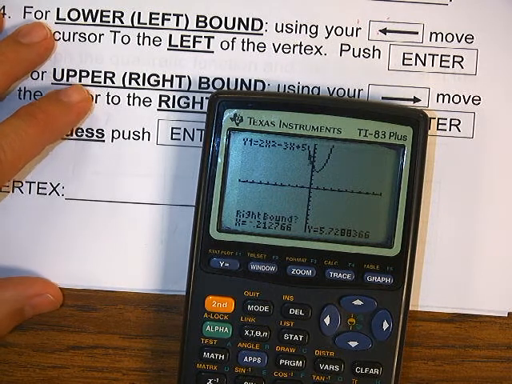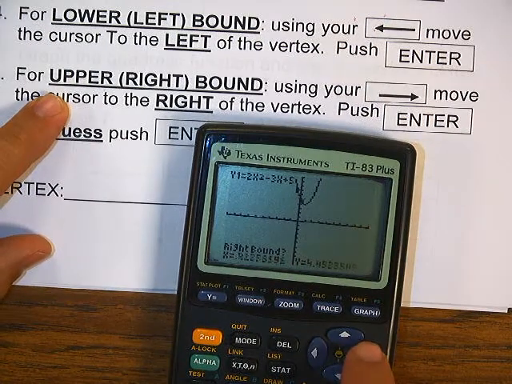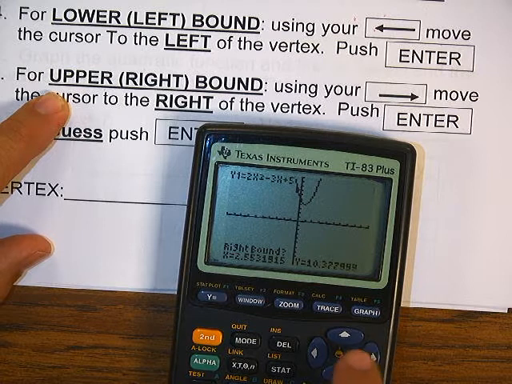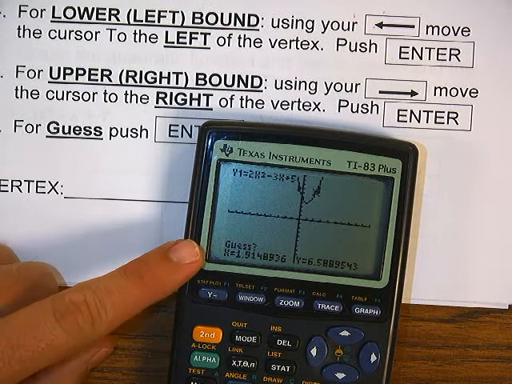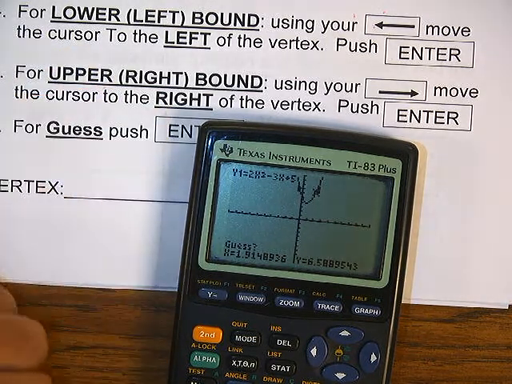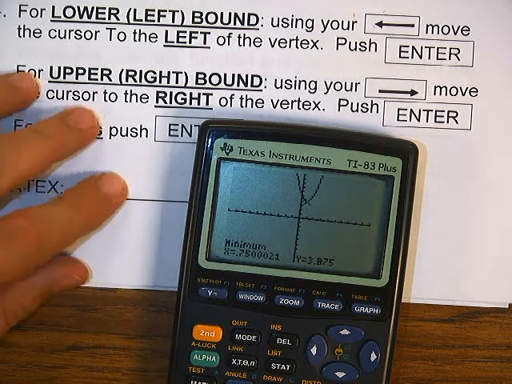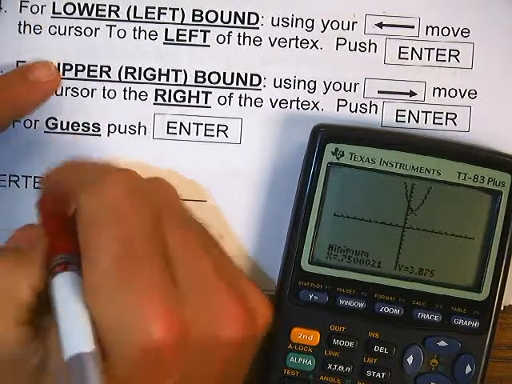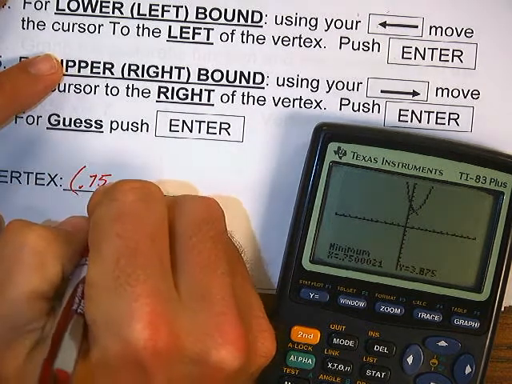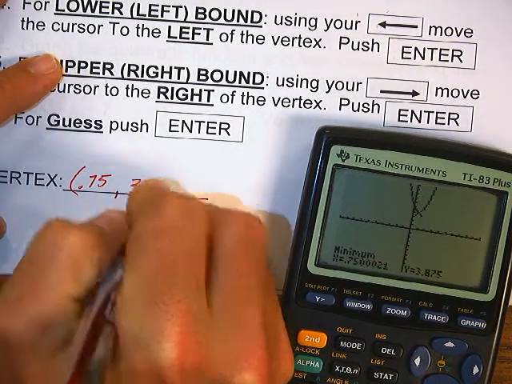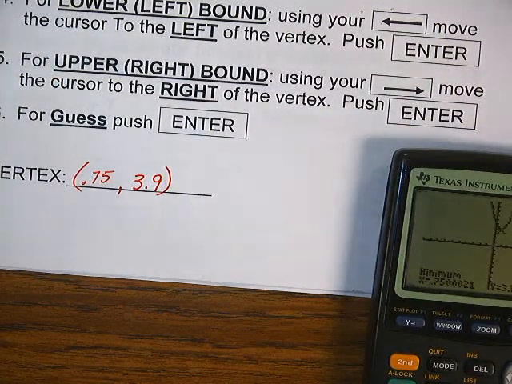Hit enter. Now at the bottom it says right bound. Okay, so move the cursor over to the right of the vertex. It can be anywhere to the right of it. And hit enter. Now it says guess. I don't want to guess. I want it to tell me what it is. So hit enter again. So the minimum, or the vertex, is at 0.75, 3.9. I just rounded. Okay, so there's my vertex. I found my vertex using the calculator.